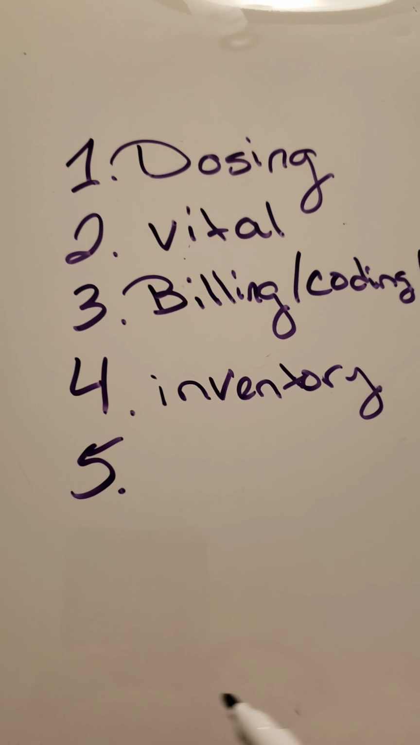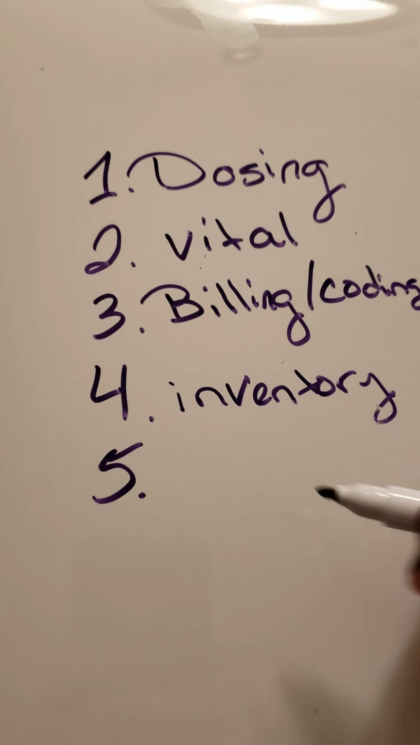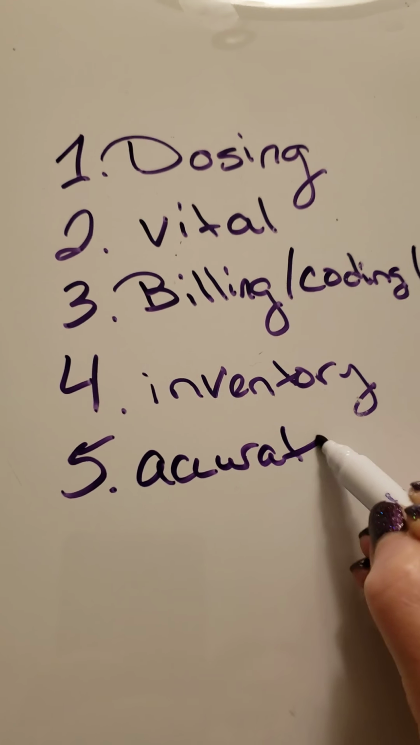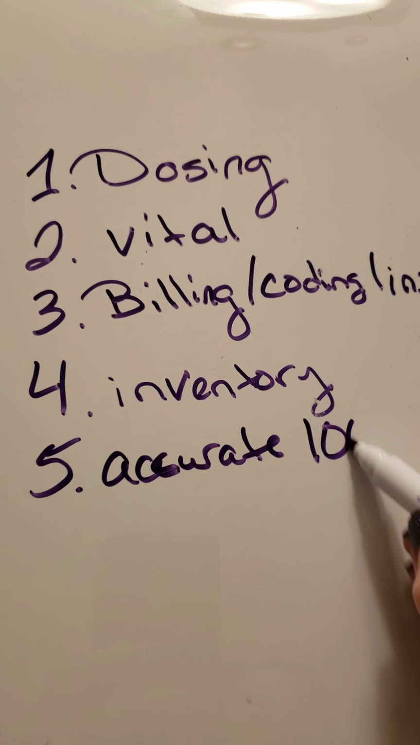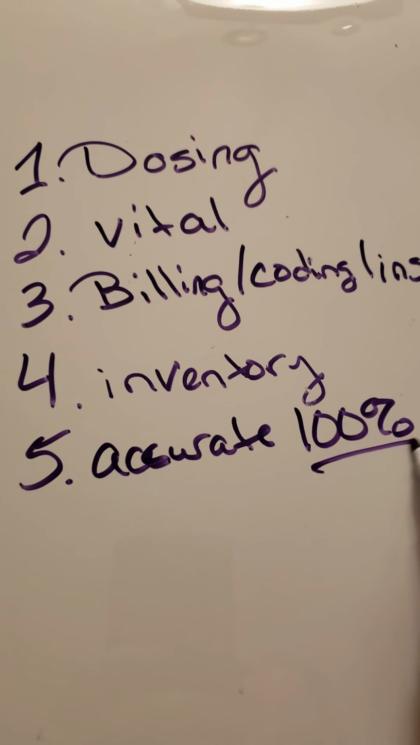And number 5 is a reason that goes in front of every single one of these. Okay, and this is accuracy. We have to be accurate. We have to be 100% accurate. Okay, if we are not 100% accurate on dosing, we can kill someone. If we're not 100% accurate on vital signs, we can kill someone.